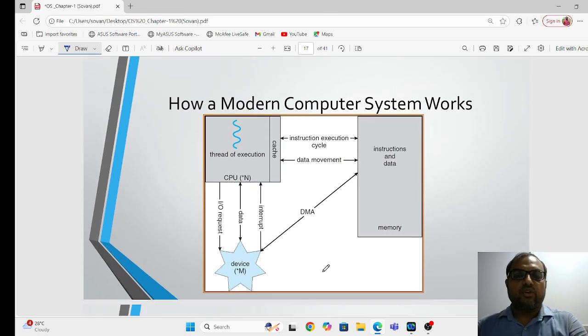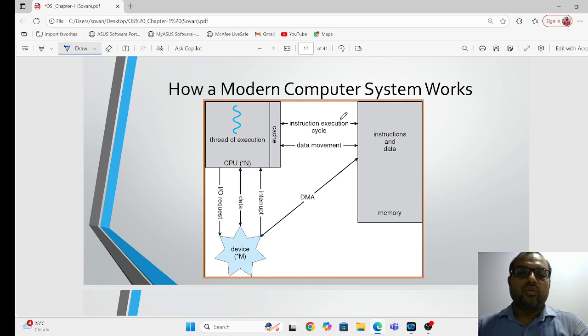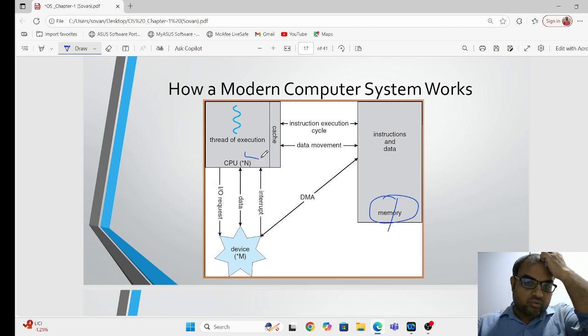This is actually the pictorial view. There is a CPU, and this is our main memory. In the CPU, there are n number of processors, and the processes will be executed one by one.